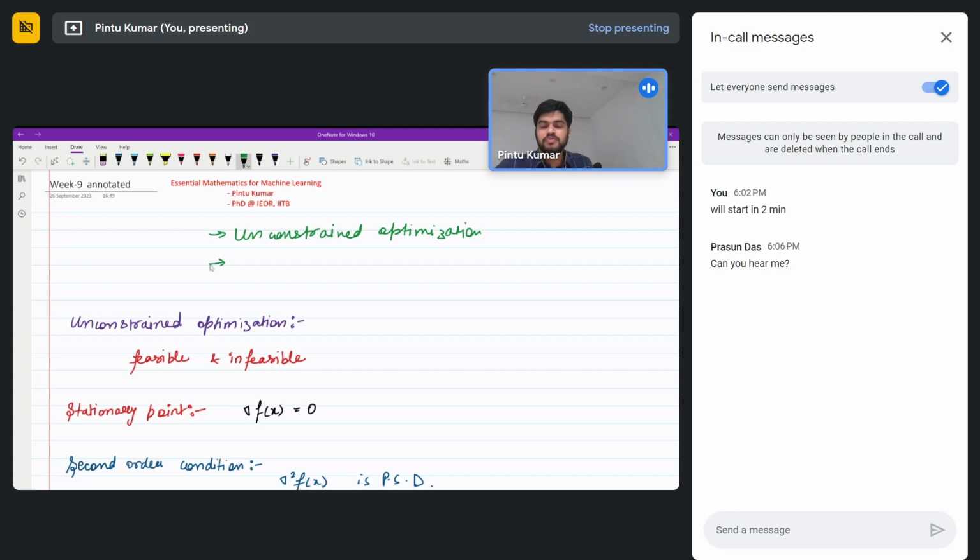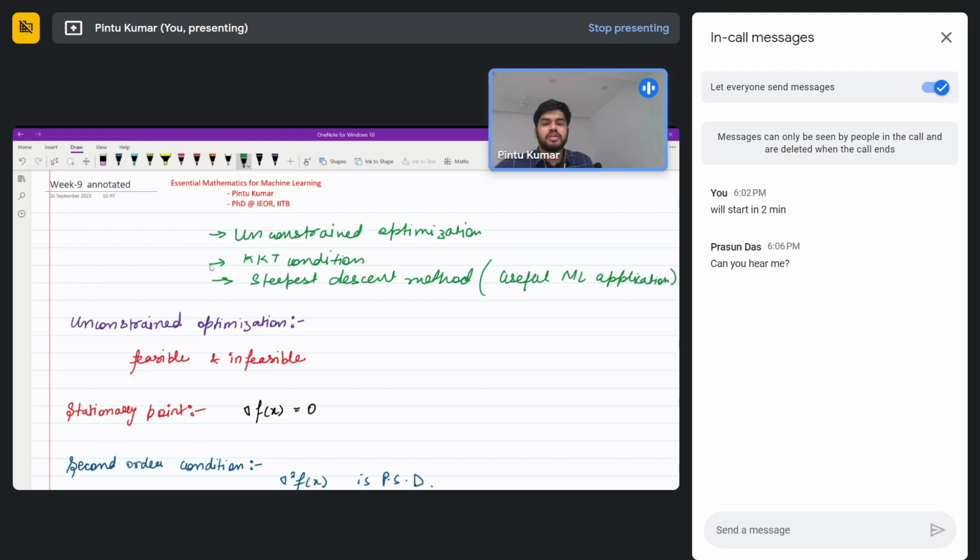Then we'll move to KKT conditions. We'll talk about the steepest descent method. And here, I have talked about it earlier, but I'll again talk about a perspective that is useful for machine learning applications.